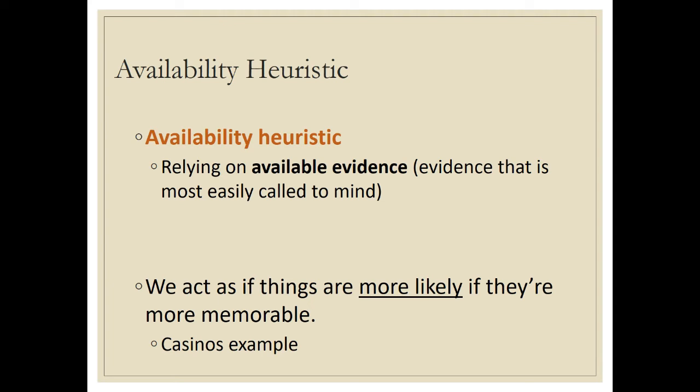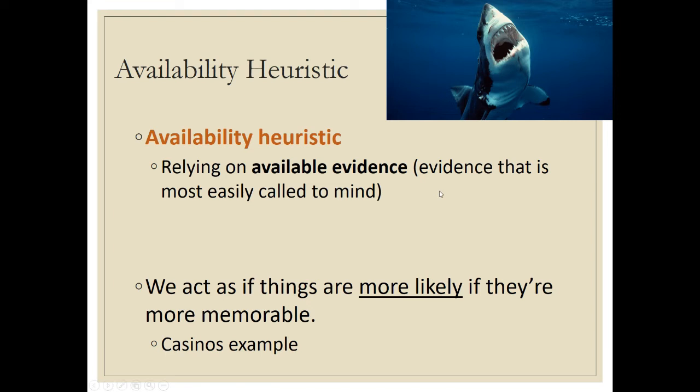And therefore, it makes it more memorable, and therefore, it makes it more available to your memory and your imagination, and therefore, it makes you think that winning is more likely than it actually is. Casinos and gambling outlets are very savvy when it comes to the psychology of human judgment and decision making, so we have to be very careful. But let's have a look at this availability heuristic.